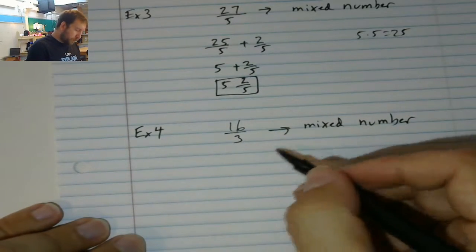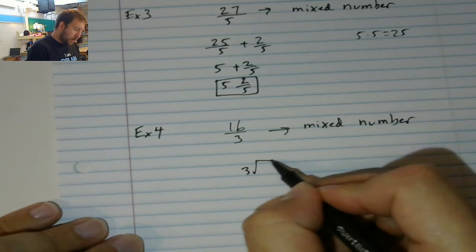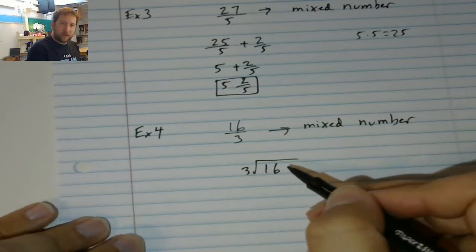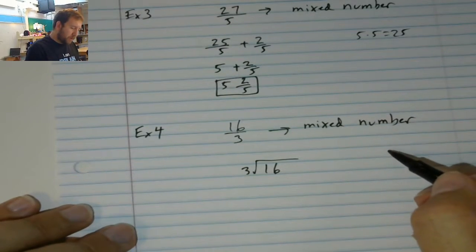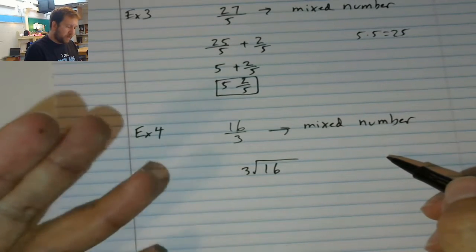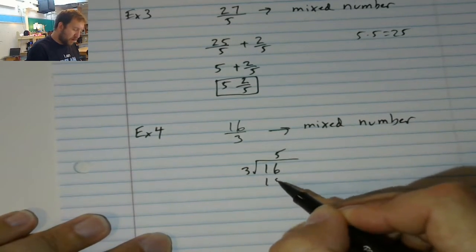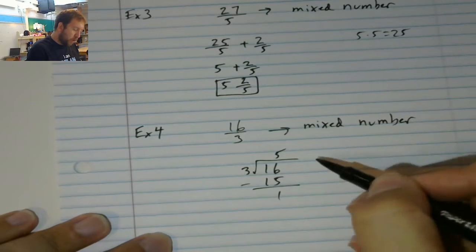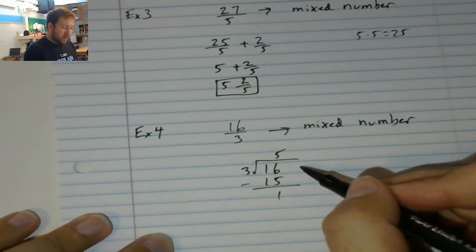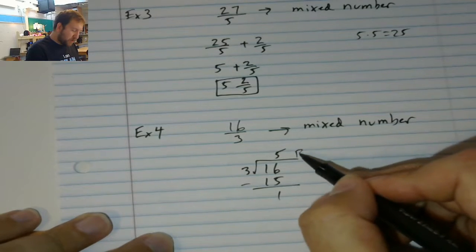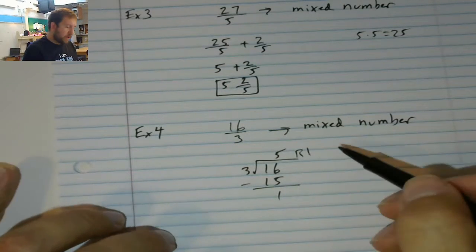Well, I can do this. I can do 3 into 16. Okay, how many times does 3 go into 16? 3, 6, 9, 12, 15. Okay, so it goes 5. 3 times 5 is 15. Subtract, I have 1. Now, if I wanted to go decimals, I could. But in this case, I just want to find my remainder. So I have 5 remainder 1.